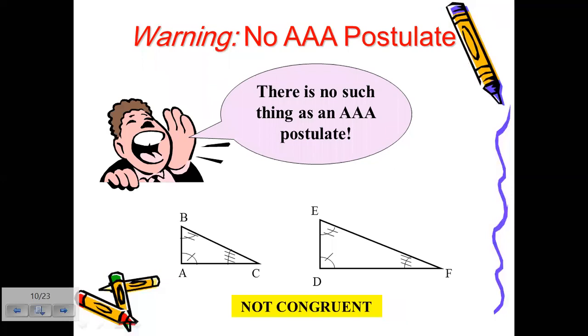So if I have 3 angles equal to the corresponding angles in the other triangle, it's not congruent. I must have a side: angle side angle, or side angle side, so either one side, or two sides, or three sides.